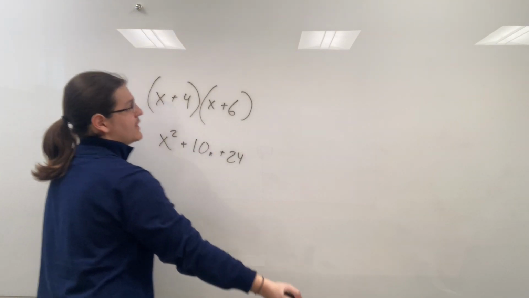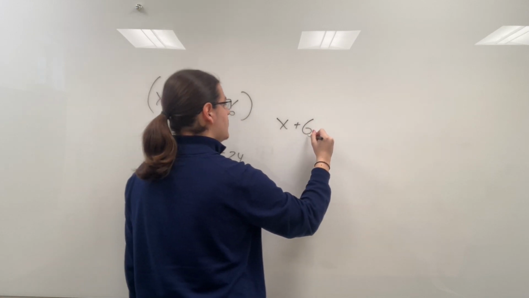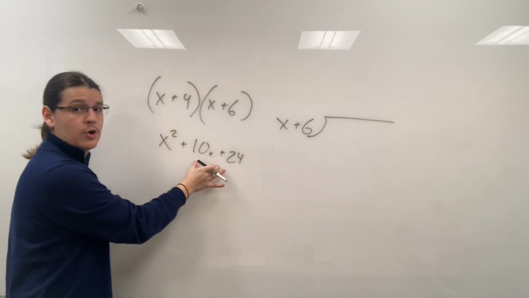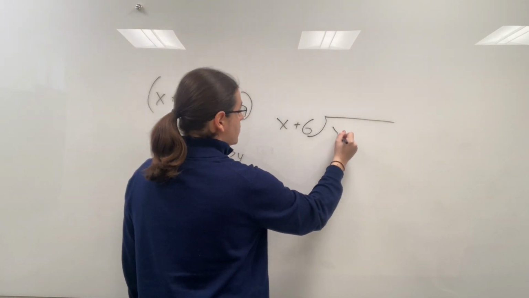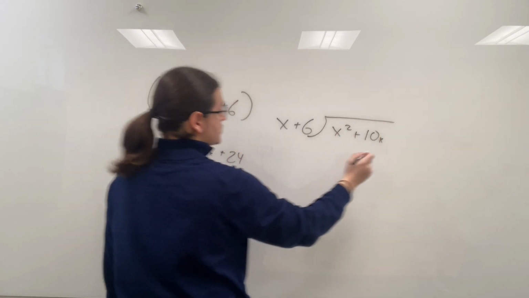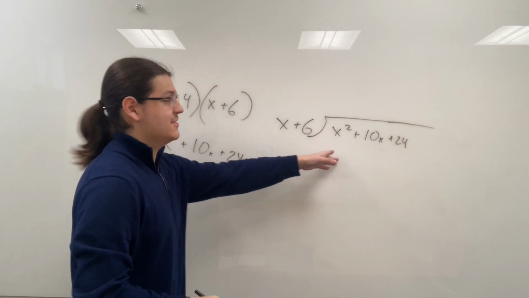So let's make this our divisor right here. Let's set up x plus 6 as our divisor. And inside the house, we have to put this whole polynomial, so x squared plus 10x plus 24. I'm already getting pretty far off screen.